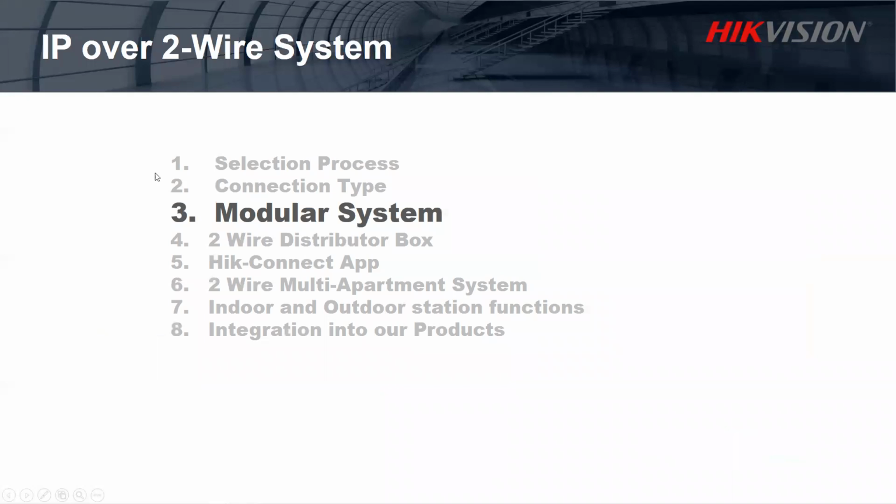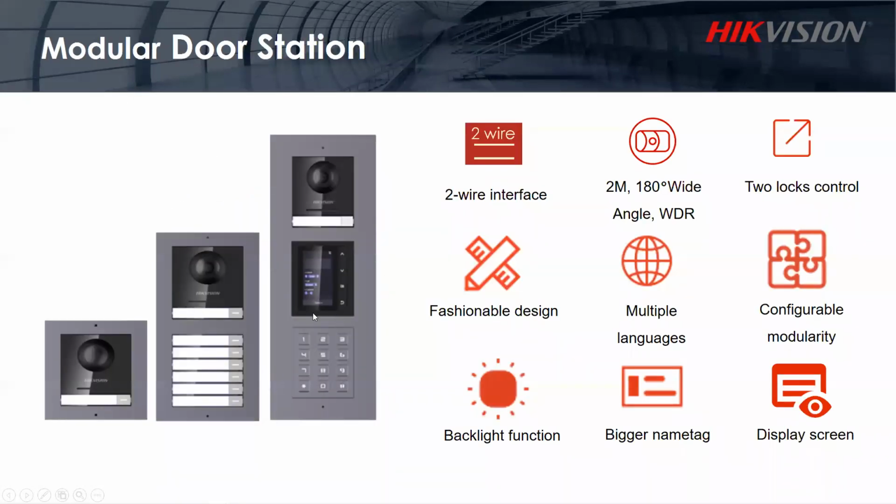Let's have a quick look at the modular system. So this is the main unit or the door station. By another name, they call it the camera module. So this is the main module which we use. As you can see, for the modularity type, you can choose any of the sub-modules as you can see here.